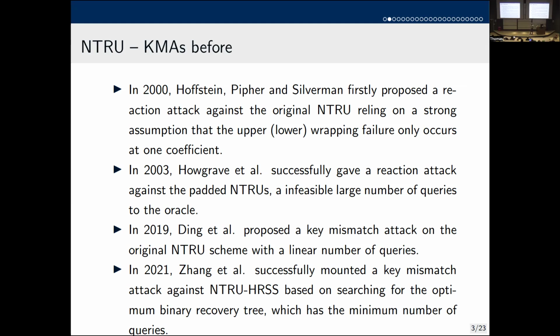In 2019, in Cincinnati with my students, we also proposed a key mismatch attack, which is related to what we are going to talk about today, but with a probably not optimized number of queries. In 2021, a key mismatch attack was successfully mounted against HRSS based on searching for optimal binary recovery trees, and we believe the number of queries also became optimal. What we try to do today is to show you how to do the attack with an optimal number of queries, and also without the strong assumption given by Hoffstein, Pipher, and Silverman at the very beginning.